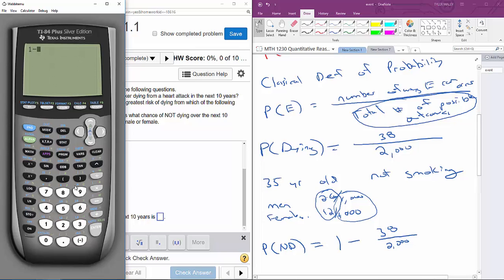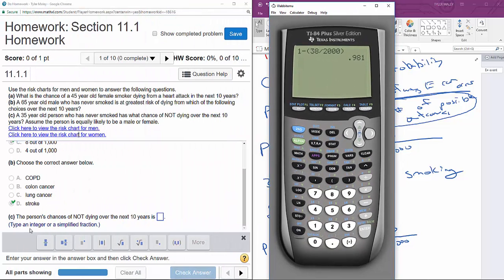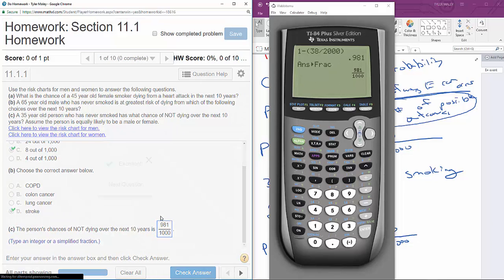So 1 minus 38 out of 2,000, divided by 2,000, gives me this number. If we look over here, my math lab wants an integer or a simplified fraction. So this cannot be an integer. I need to show this as a simplified fraction, and I get 981 out of 1,000. So there's the answer.